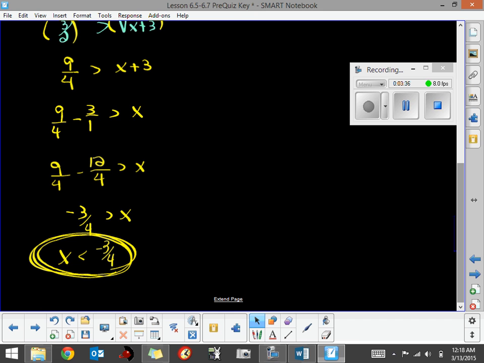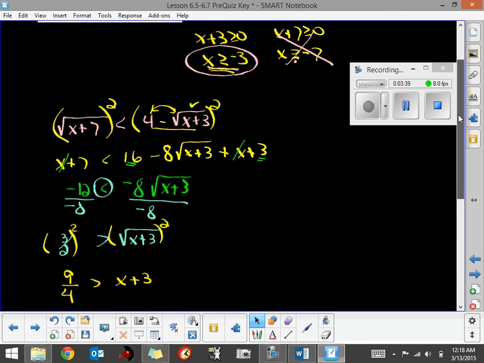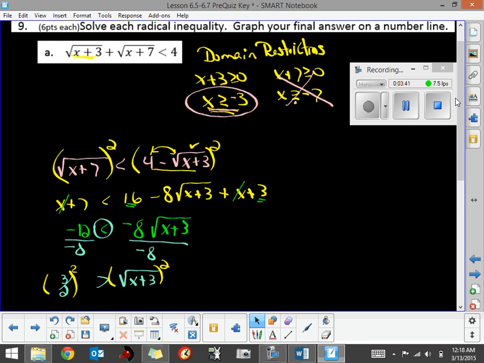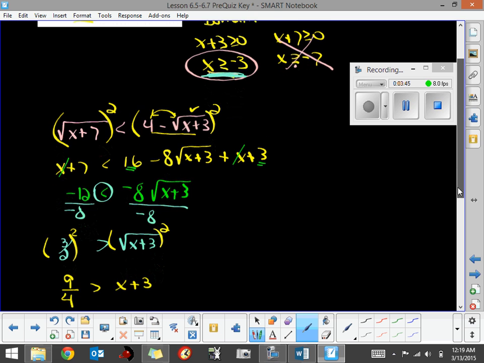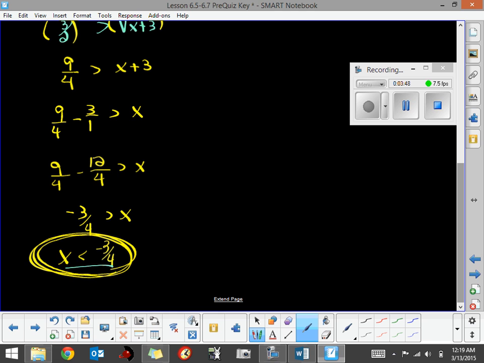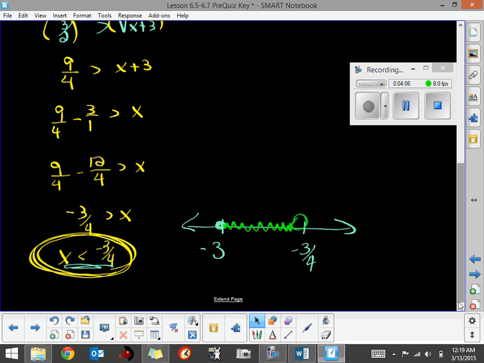But I also have to come back up here and consider the restriction that we had earlier, which was that our x values had to be greater than or equal to -3. So what we're going to do is pin our answers between these two values. We want numbers that have to be, according to our domain restrictions, greater than or equal to -3, but smaller than -3 fourths. So we want to shade an open circle here and shade everything in between -3 and -3 fourths. That's our solution set for this problem.